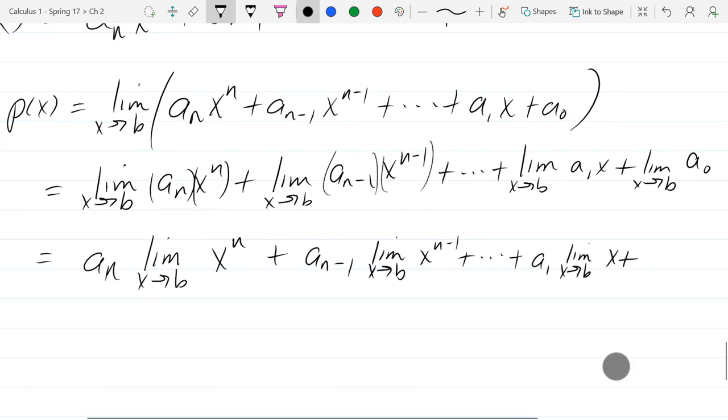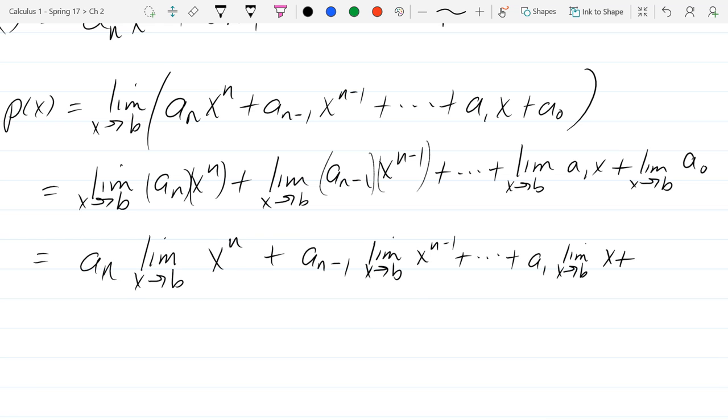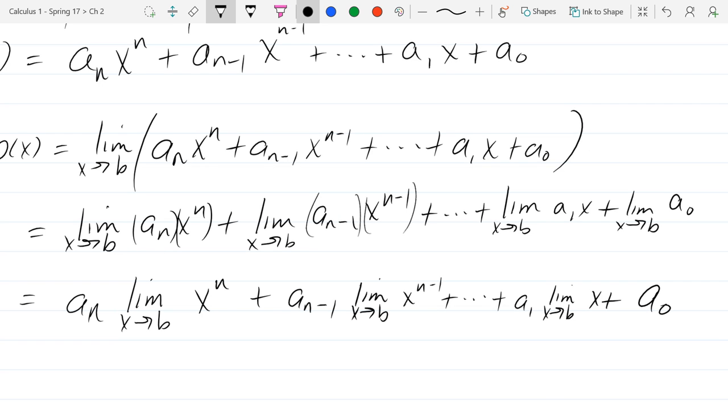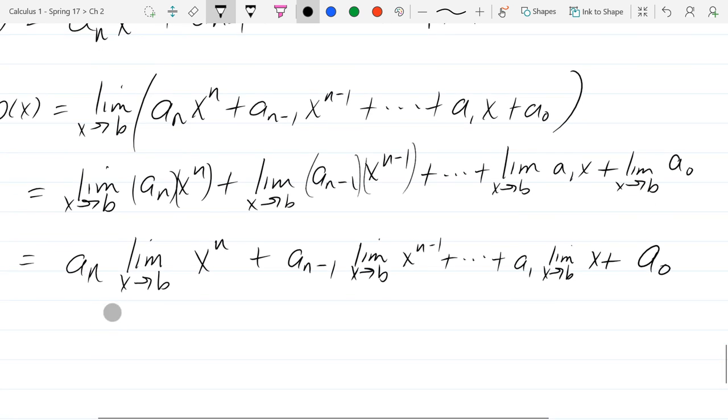That last limit of a_0 as x approaches b, what is that limit? We can just find it right away. So is a_0 a constant or a variable? Constant. Our variables are all x. So what is the limit of a constant, this a_0? This is one of the two special function limits that we looked at. It's itself. It's always the same value no matter what x is. So this last one is just a_0. Constant multiple rule, or a constant function special limit.